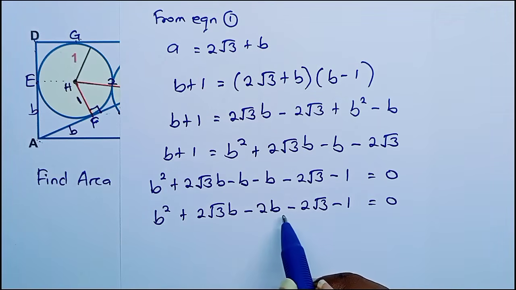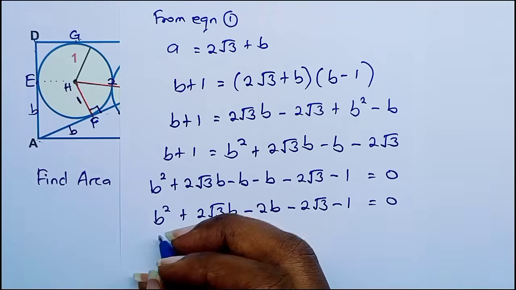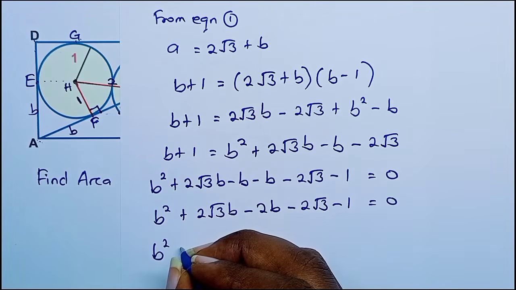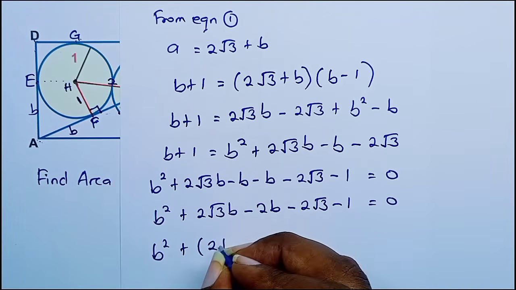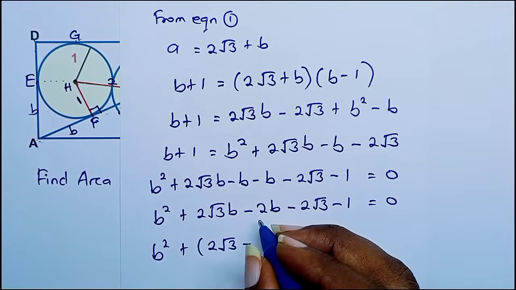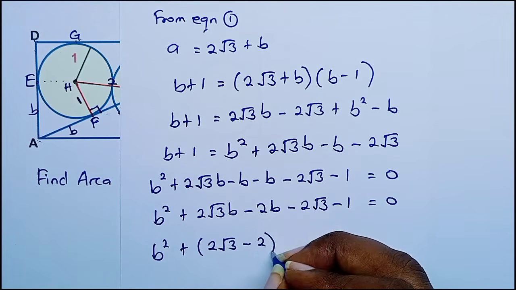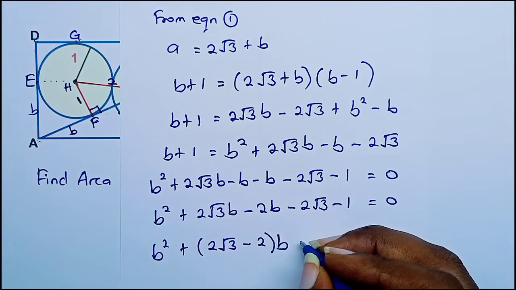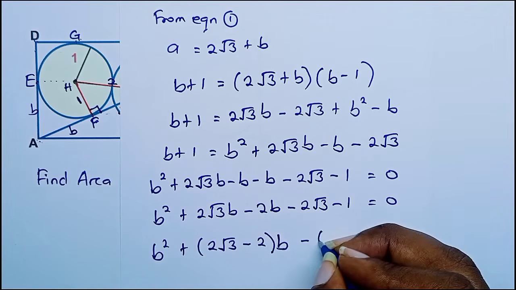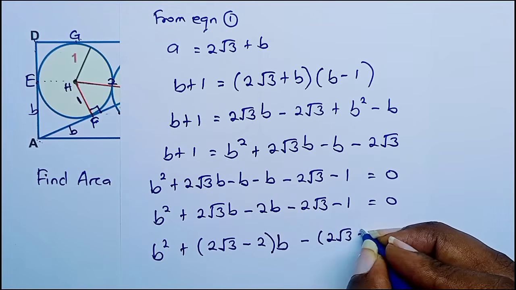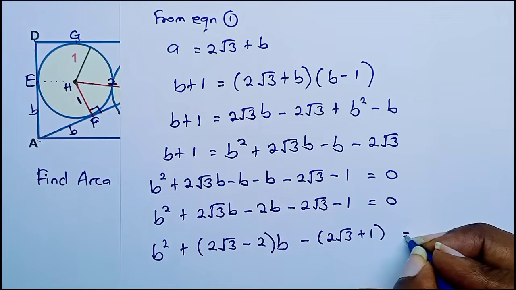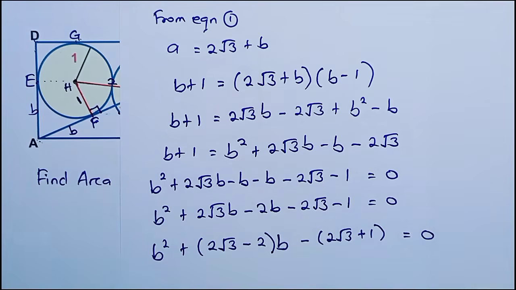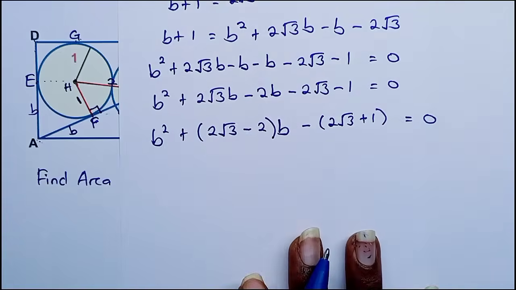So we write it in the form of a quadratic equation. So we shall have b squared plus 2 root 3 minus 2, we factor out b, so into b, then minus 2 root 3 plus 1. This is equal to 0. So let us solve this quadratic equation. Let us calculate the discriminant.